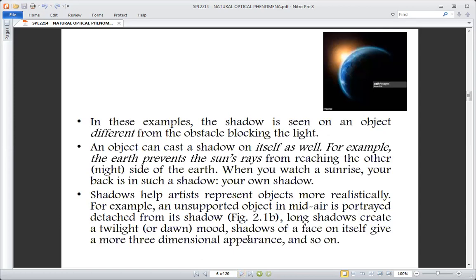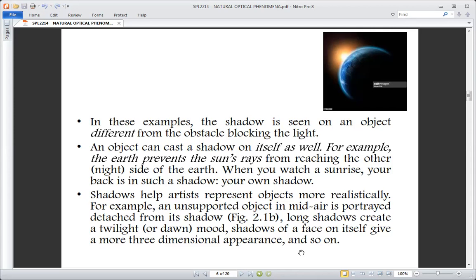So yeah, we have talked about something like the earth casting shadow on itself. The earth prevents the sun's rays from reaching the other side, which in this case is the night. So when you watch the sunrise, your back is in such a shadow, your own shadow. Again, here we are talking about an object casting shadow on itself. And we're also saying that shadows help artists represent objects more realistically. For example, an unsupported object in mid-air is portrayed detached from its shadow.